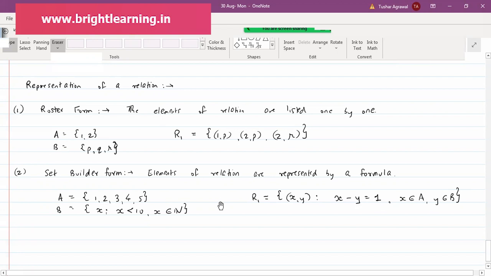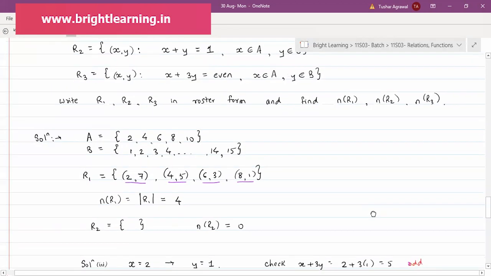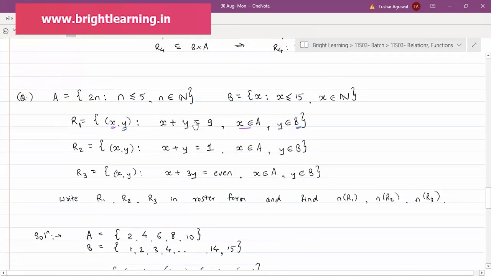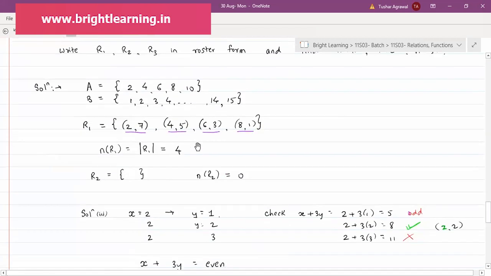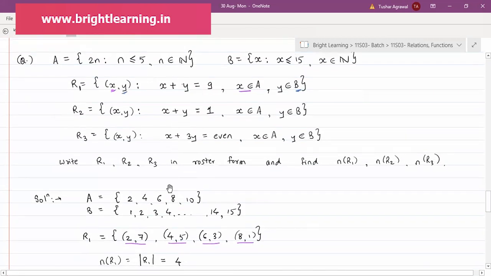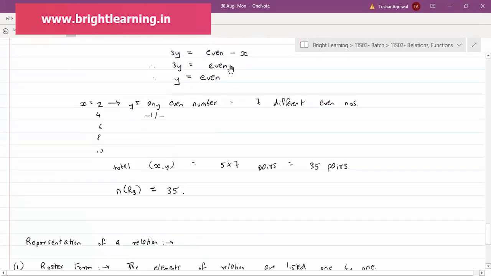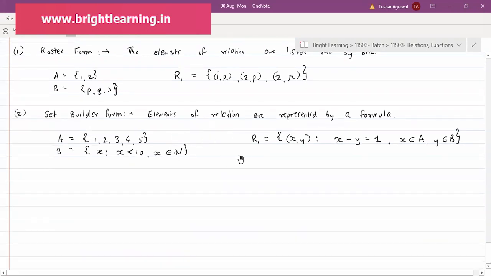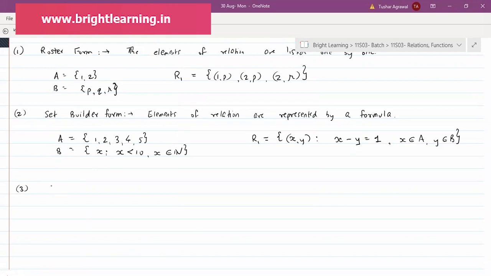This question I have already given you earlier. We have already practiced this question. You should be able to convert this set builder form into a roster form, and see how those elements actually look. Now in relations, there is one very new method, which is not there in sets. In relations, there is another method called arrow diagrams, and these arrow diagrams are very useful.